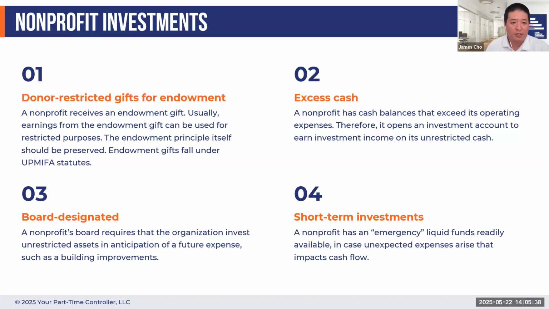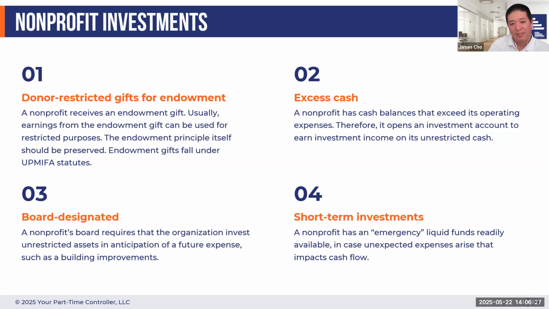So number one is a donor restricted gift or endowment. These are gifts, usually large gifts coming from a donor, and they have some restrictions: you have to keep the principal, the corpus, in perpetuity. Any investment earnings can be used as the donor wishes. For number one, endowment gifts fall under the UPMIFA statute, so we'll hit that later on in the presentation. But yeah, donor gifts for endowment is one reason why nonprofits invest, because they receive a large donation and they have to keep that in perpetuity, and they can only spend the investment earnings.